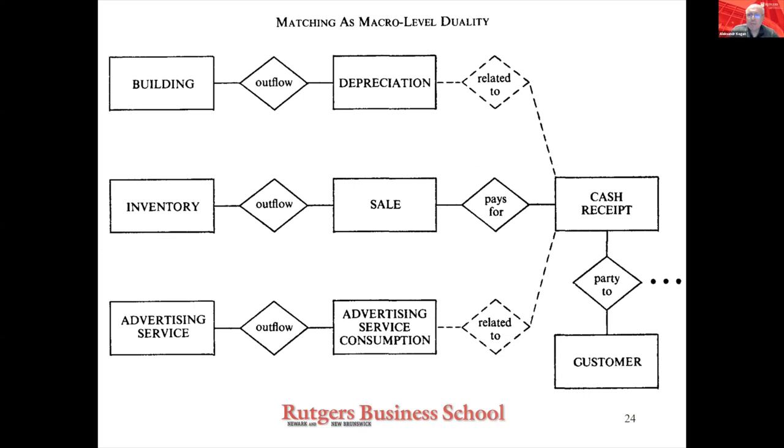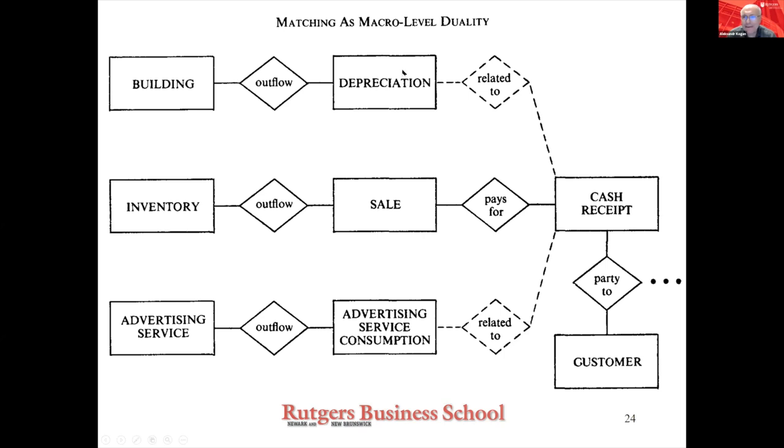Another thing, this macro level duality, right? So what happens? As I said on the previous slide, you can attribute this advertising service construction to a cash receipt. You see, it says it is related to sale. In the same way, there are other accounting concepts. For example, we have the concept of depreciation, right? So our buildings depreciate, because they become old and need to be fixed or will need to be replaced sooner or later.